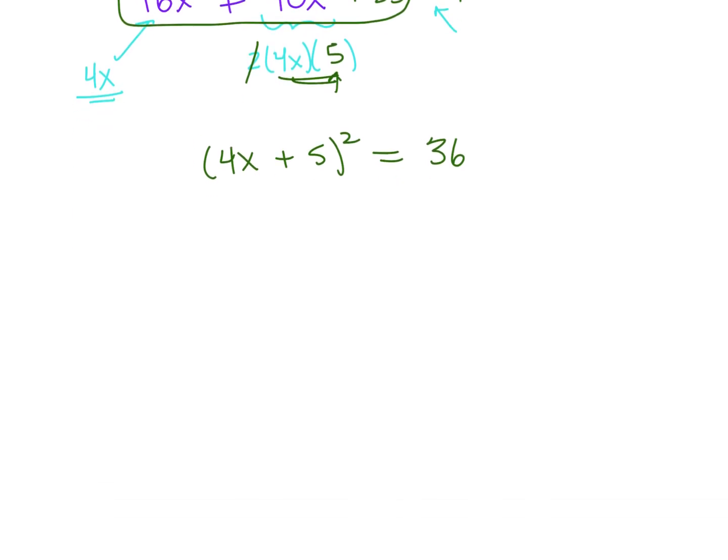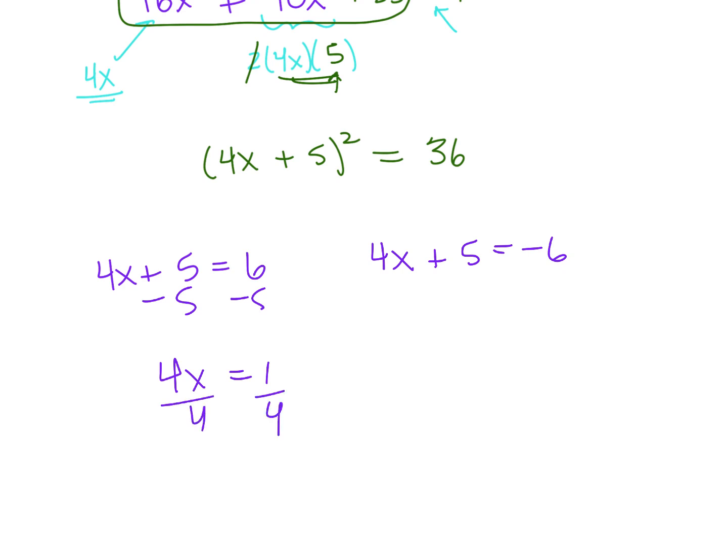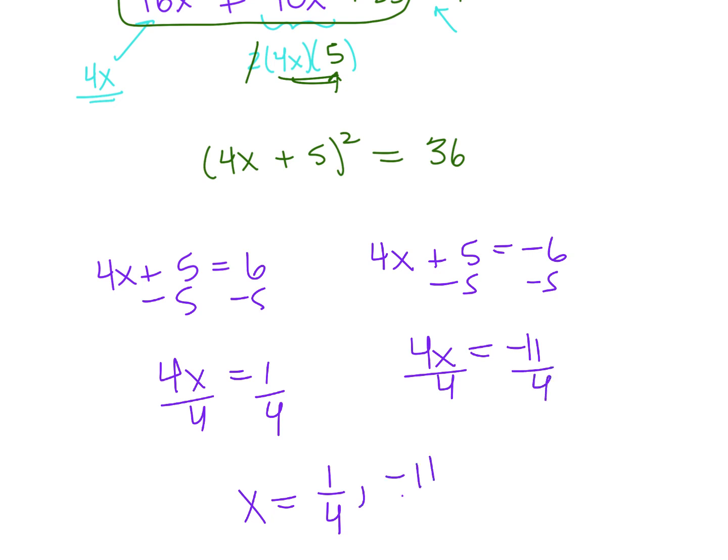So we're going to write our two equations. Here we're squaring something to get a 36. What can you square to get 36? We know that we're going to set that equal to a positive 6 and a negative 6, and then we just solve. We got x equals 1/4 and negative 11/4.